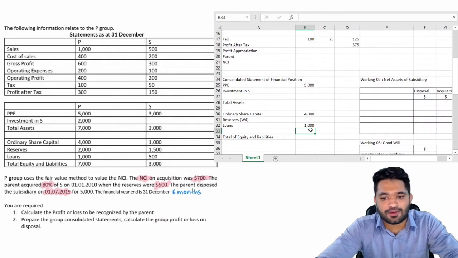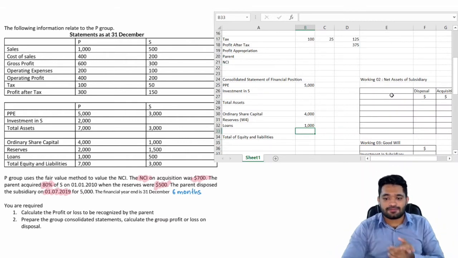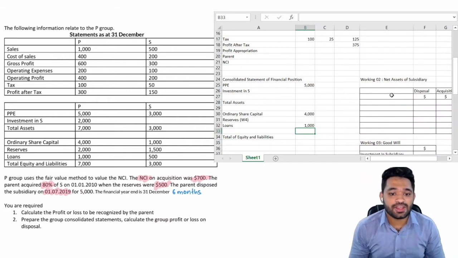Okay. So now I'm not going to put down the group structure working number 1, right? Because the group is not existent anymore, right? So I'll start with working number 2 itself.